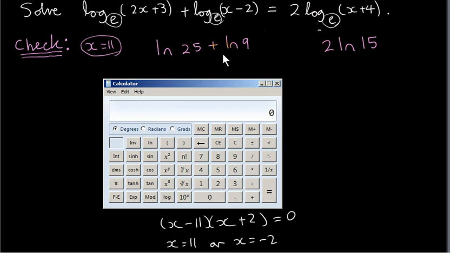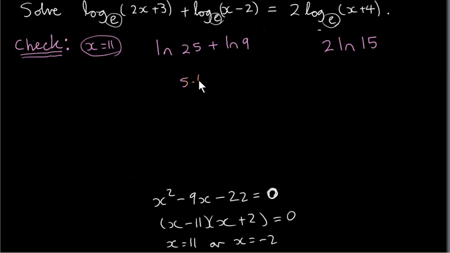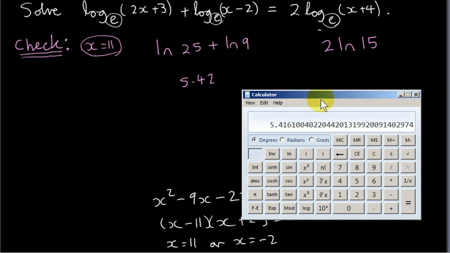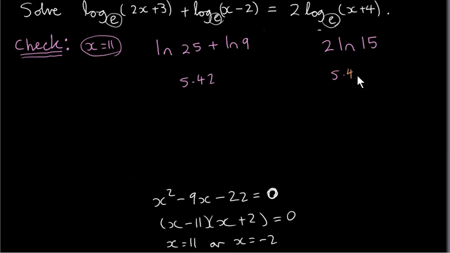Now let's work out the left-hand side. So we have ln of 25, that means log to the base e of 25, plus ln of 9. So that's 5.42. Let's get 2 times ln of 15. So we also get 5.42. So x equals 11 is indeed a solution of this equation.